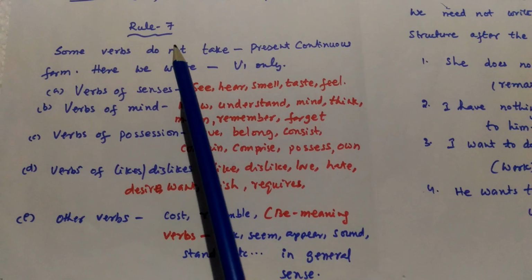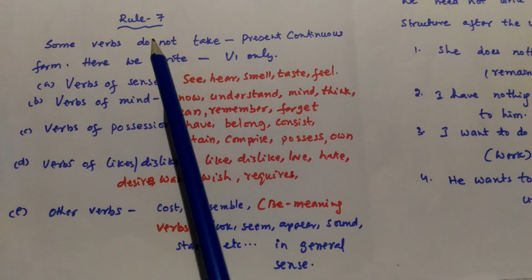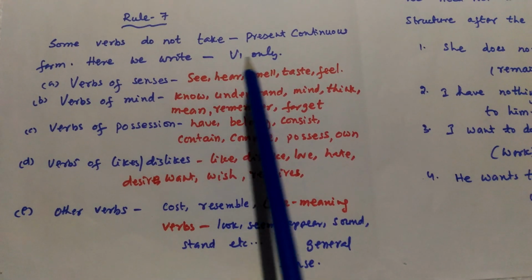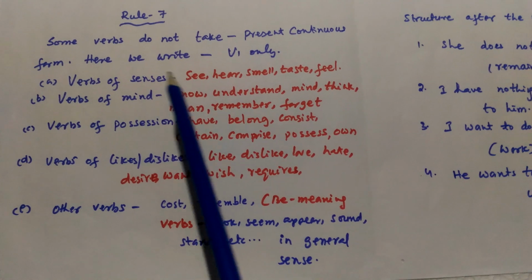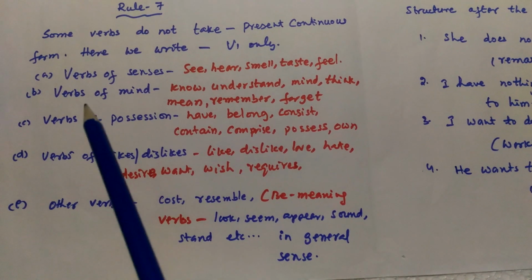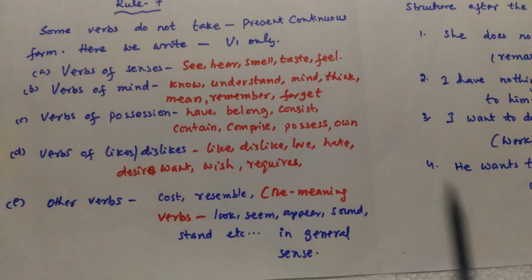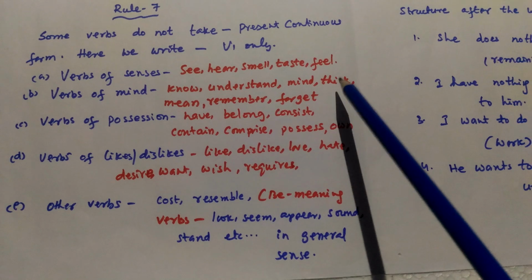Here, rule number 7 tells us the miscellaneous use of simple present tense, that is verb 1 form. Some verbs do not take present continuous form. Here we write verb 1 form. Look at these verbs. Those verbs are verbs of senses: see, hear, smell, taste, feel.